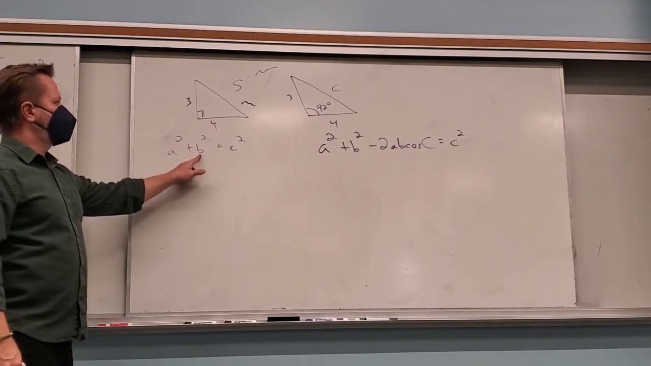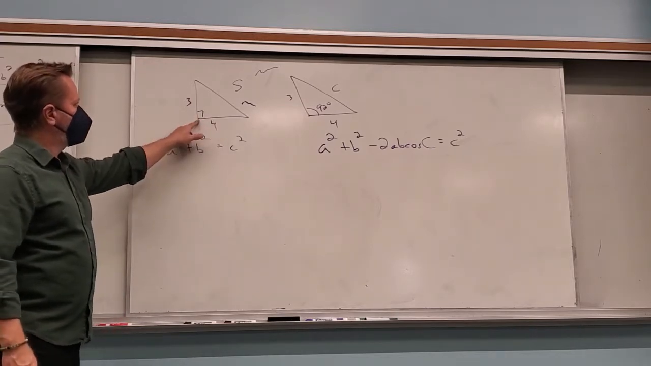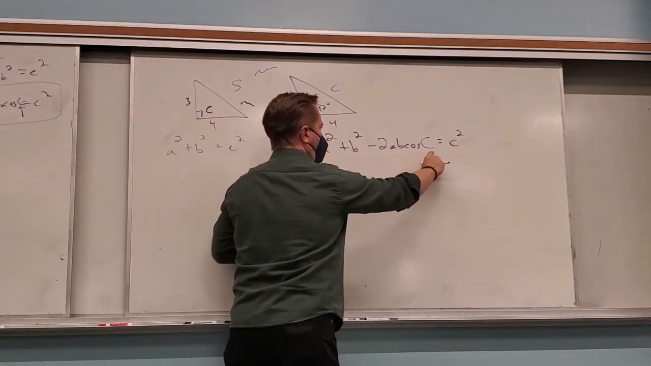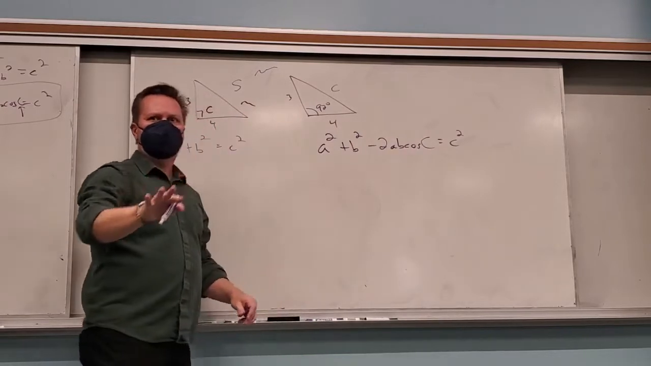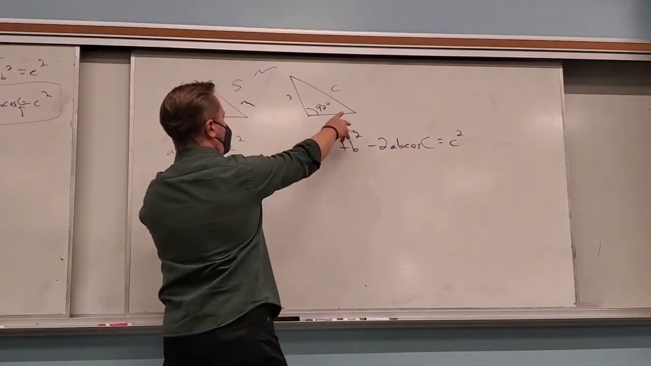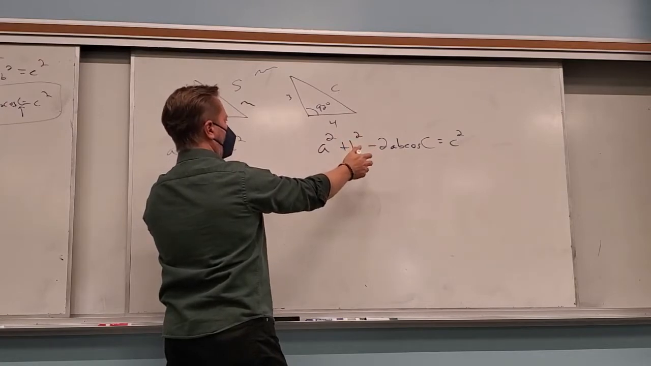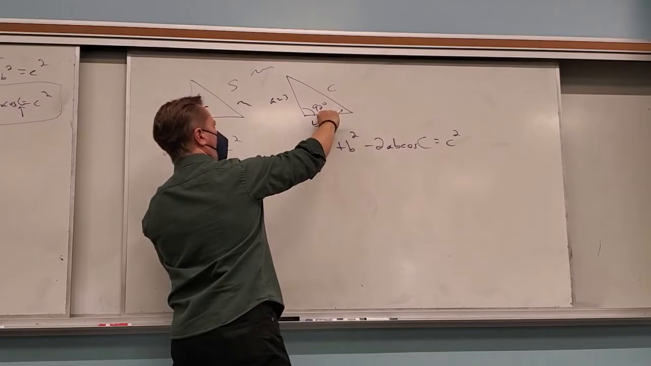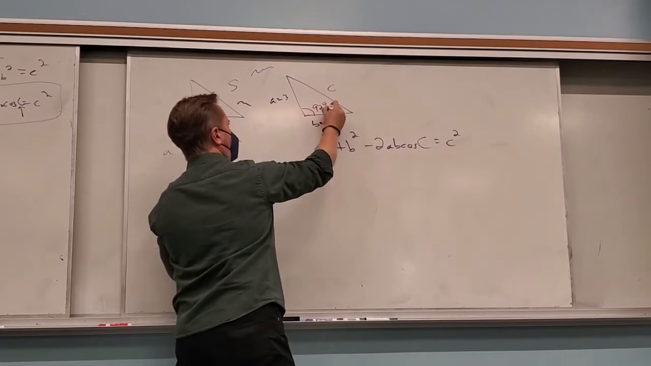Why does it look like that? Because what is angle C here? 90 degrees. And what is cosine of 90? 0. So this term goes away. But what is it going to be now? It doesn't matter what A and B are. Do you see that? Let's call this A and this B. What angle is this? C.